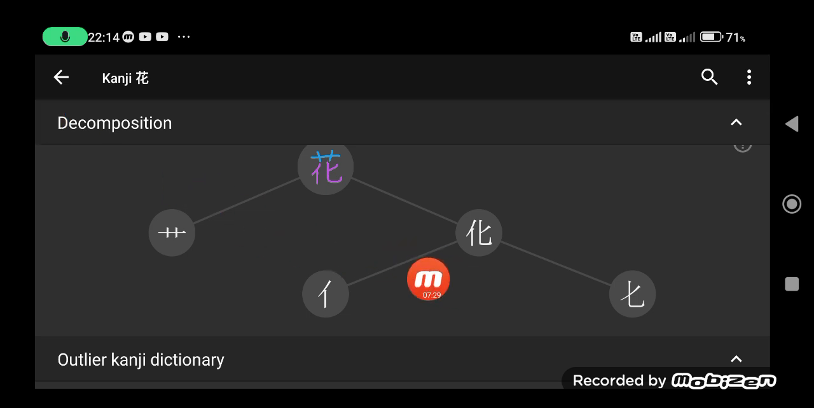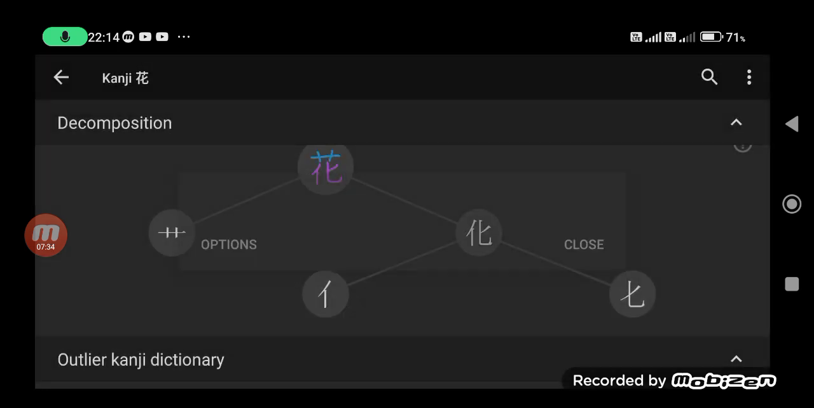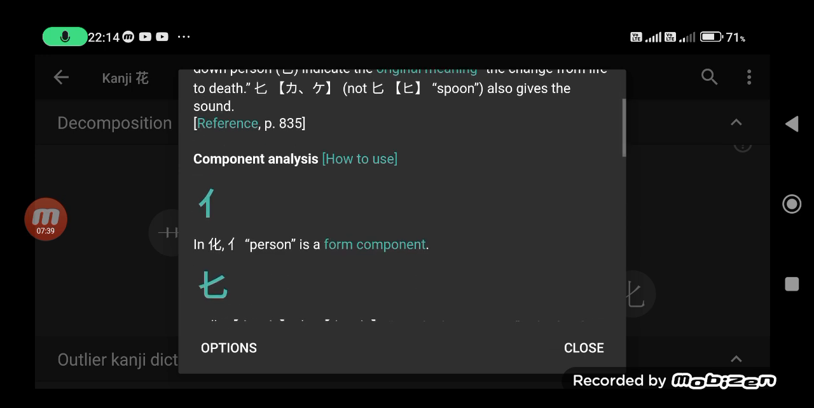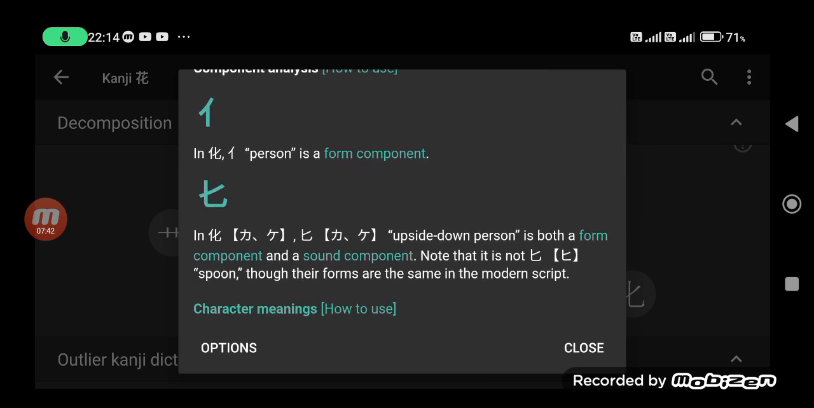And this one here, the ka, is a person in some forms, but by default this is spoon. In some etymologies this is person, but for the purpose of our topic today, there are some depictions that it is spoon, as you can see also in its reading or in its purpose.